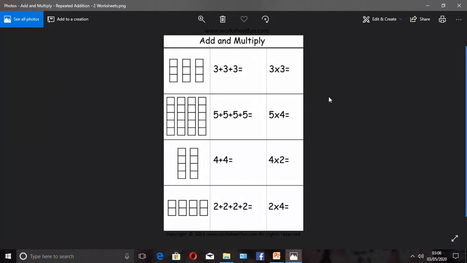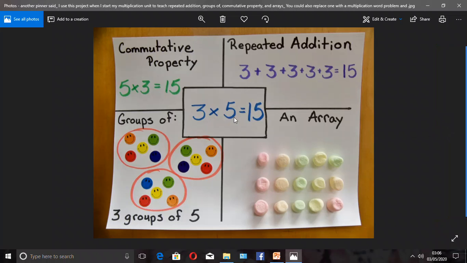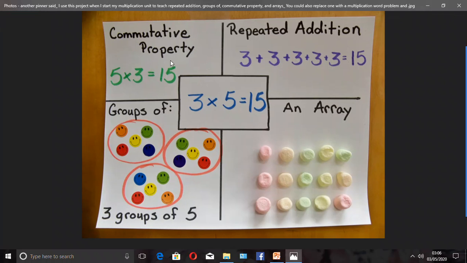We are looking at ways to calculate multiplication. So many people are confused when it comes to answering multiplication questions. Can you see this picture? This picture is going to help us to understand different ways to calculate multiplication. Look at the first one. We have the commutative property.